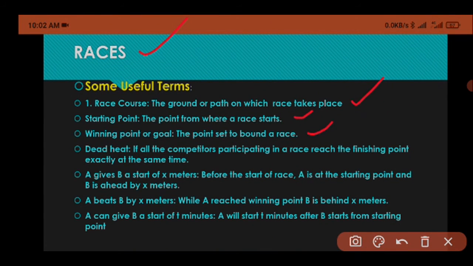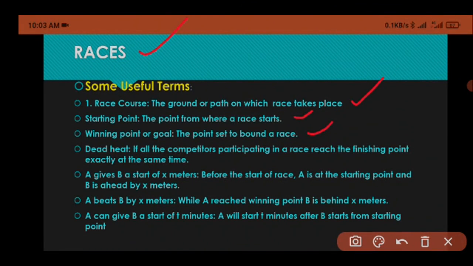Dead heat: if all the competitors participating in a race reach the finishing point exactly at the same time, then it is called a dead heat. A gives B a start of X meters. What is the meaning of this? Before the start of the race, A is at the starting point and B is ahead by X meters. A beats B by X meters. This means while A reached the winning point, B is X meters behind.